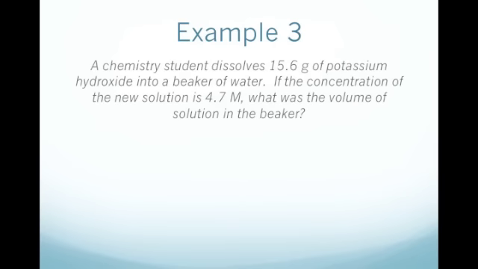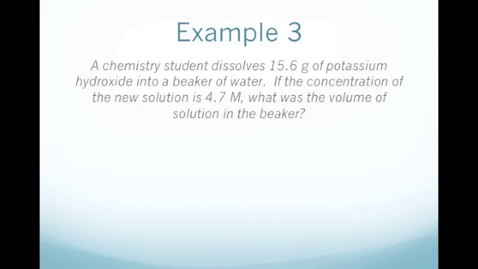We have 15.6 grams of potassium hydroxide in a beaker of water. If its concentration is 4.7 molar, what is the volume of the solution in the beaker? So how much volume do we have? All right. Be careful here. That did not give you moles. It gave you grams. So the first thing we have to do is convert the grams into moles.